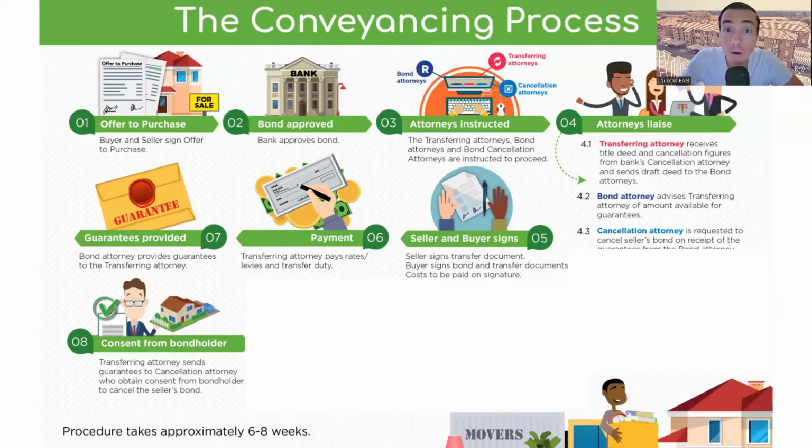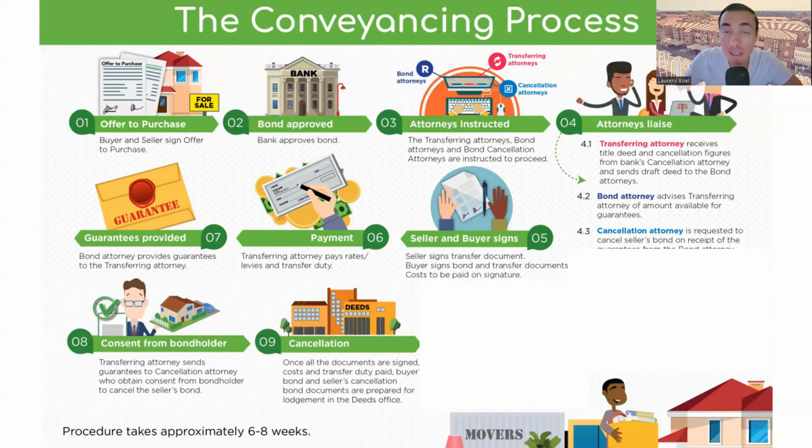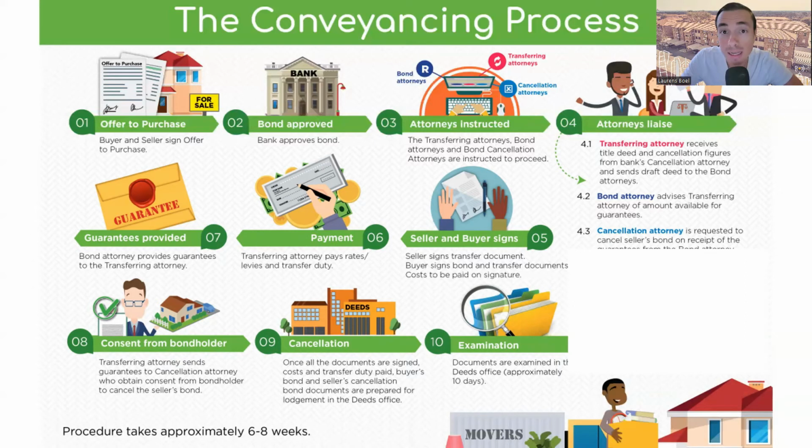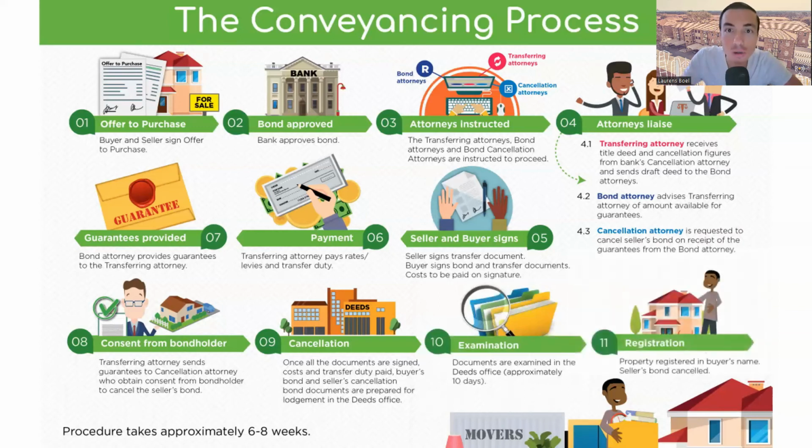So once the buyer's bond has been approved, we now need to go to the seller's attorney or the seller's bond, where the cancellation needs to occur, and they have to essentially get approval from that bank. Once all the documents have been signed and all the payments have been made, the seller's bond is then cancelled. The last stage is at the deeds office, where an examination of all the documents happens. It's roughly 10 days, and as soon as that has all been approved, we go into registration. Within a couple of days, the property is now in your name and you can celebrate.